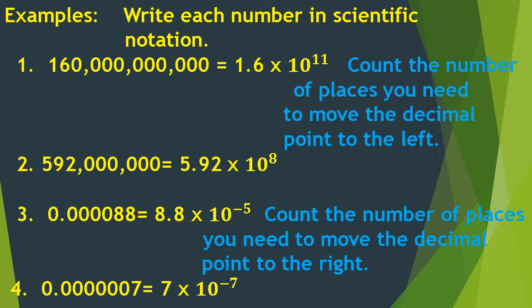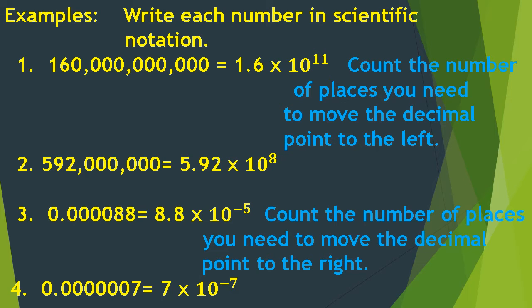So if we are going to count a digit, it is in between 8 and 8. It is 5 places to the right. So it becomes 8.8 times 10 to the negative 5th power.